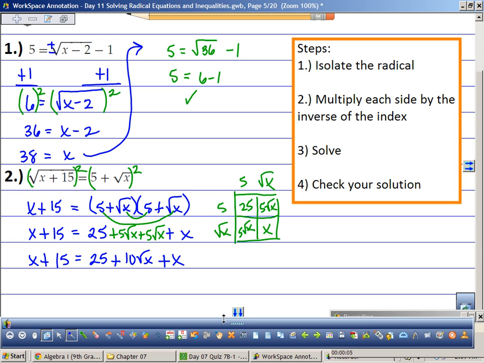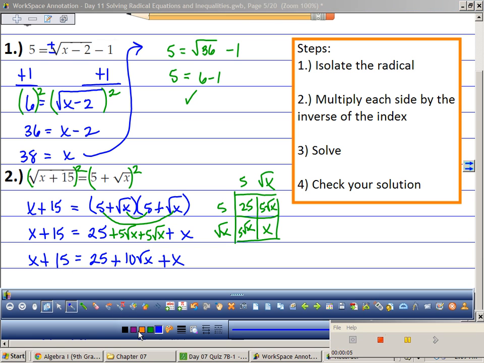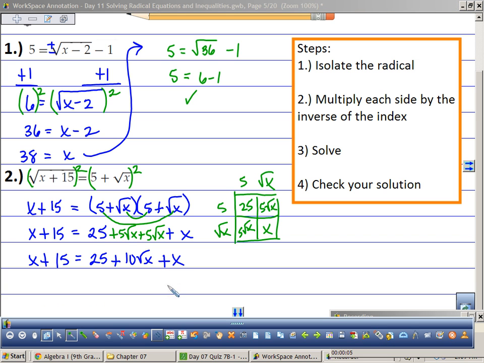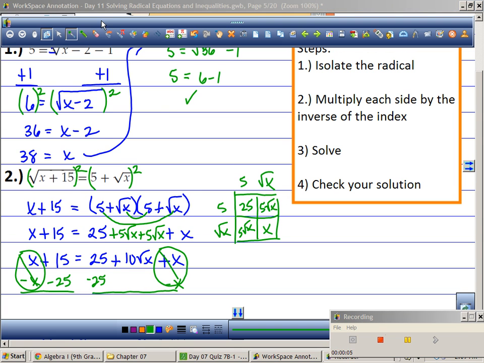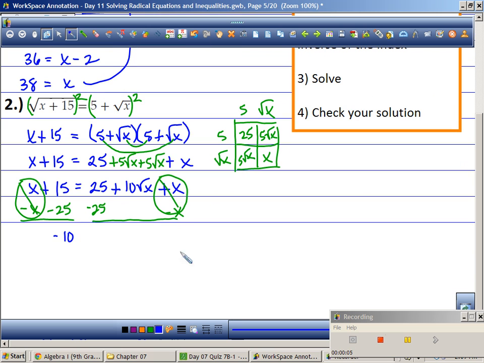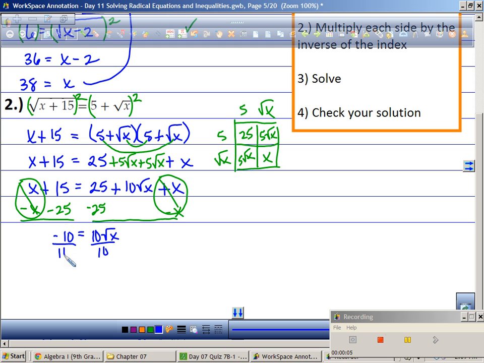Okay, now we've got ourselves a little bit more of a dilemma. Got stuff all over the place. So I still need to solve for x. I'm going to subtract x from both sides and subtract 25 from both sides. This makes this go away, and this goes away. We're left with negative 10 equals 10 radical x. Divide by 10, divide by 10: negative 1 equals root x.